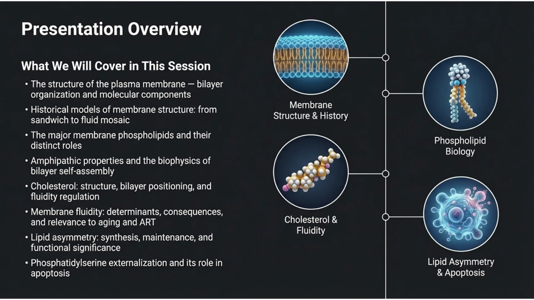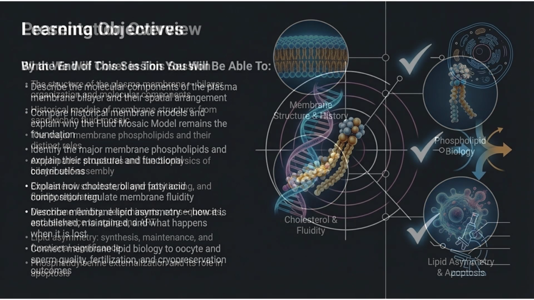And we will close with one of the most functionally significant phenomena in membrane biology, lipid asymmetry. The fact that the two leaflets of the bilayer have very different lipid compositions, and that this difference is actively maintained and profoundly important for cell signaling, development, and the safe clearance of apoptotic cells during embryogenesis. There is a great deal of rich material here. Let us begin building our understanding from the ground up.